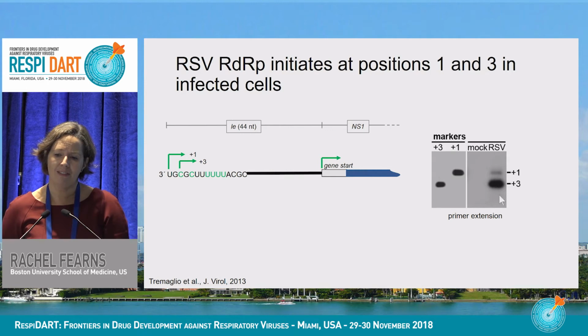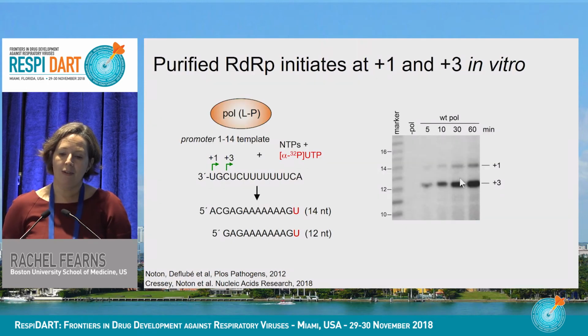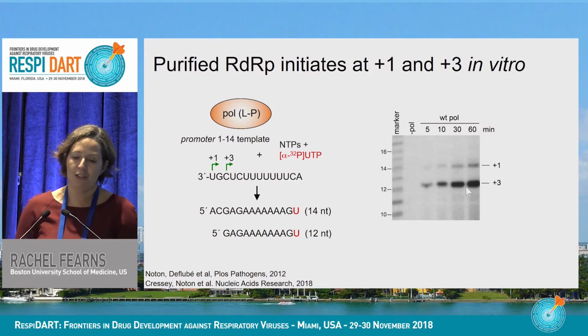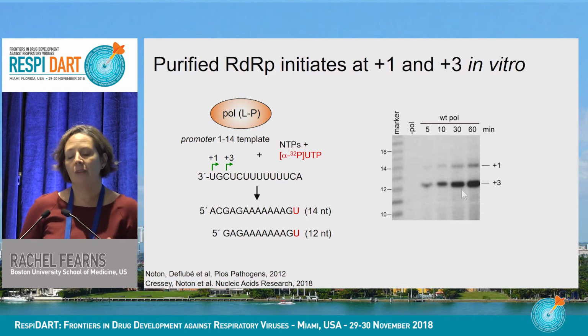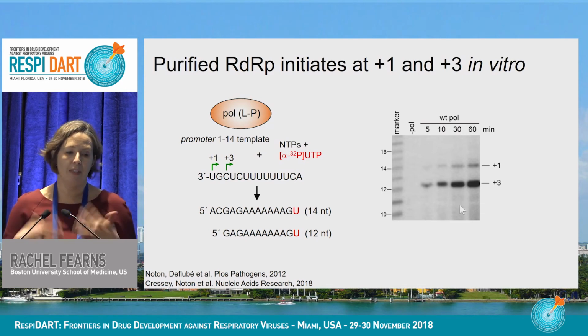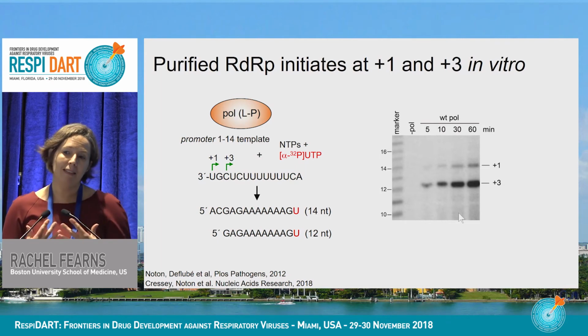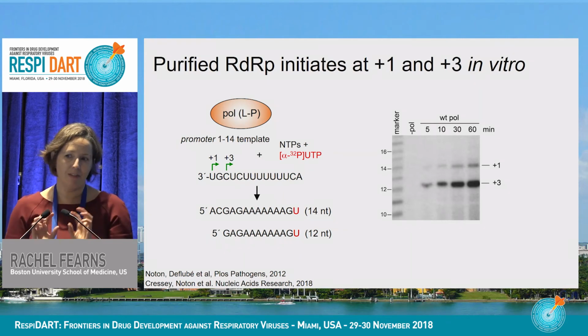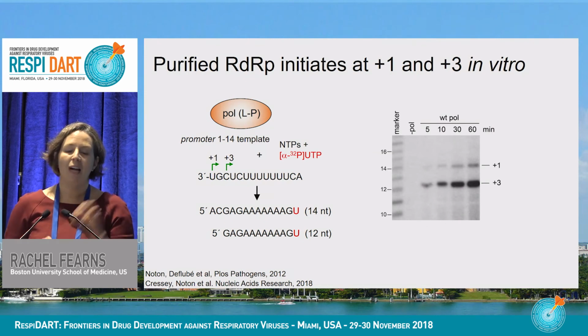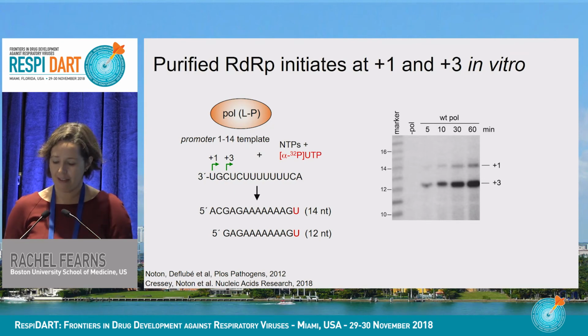So this is looking in RSV-infected cells at the 2 initiation sites. And when we look in our in vitro assay, again, using a promoter sequence and looking to see where the polymerase initiates, we can see that, again, it initiates at positions 1 and 3. We've also shown that the RSV polymerase can select the initiating NTPs independently of the template sequence. So it has a natural affinity for the initiating NTPs. And we've shown that in a cell-based assay, and also in this in vitro assay.